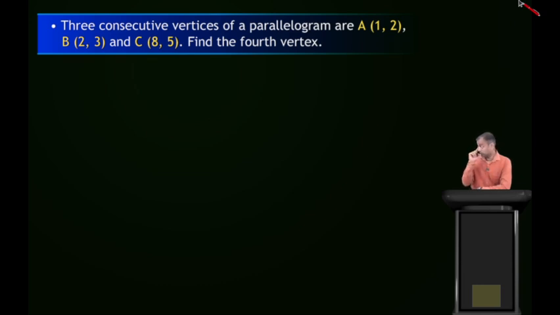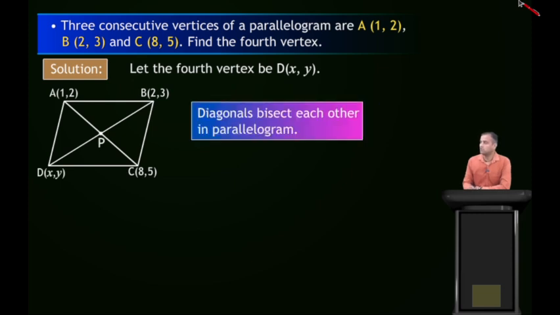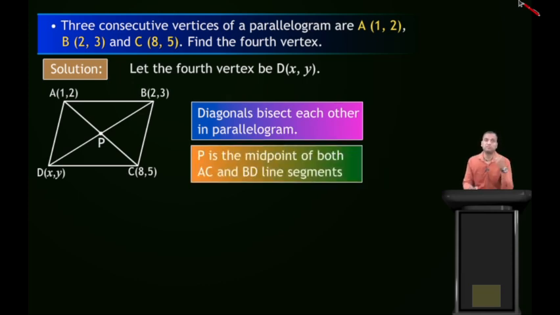Now 3 consecutive vertices of a parallelogram are these. Find the 4th vertex. So first we need to construct a parallelogram ABCD. Here we will use the property of diagonals. We know that in a parallelogram, diagonals bisect each other. So P is the midpoint of AC as well as BD.